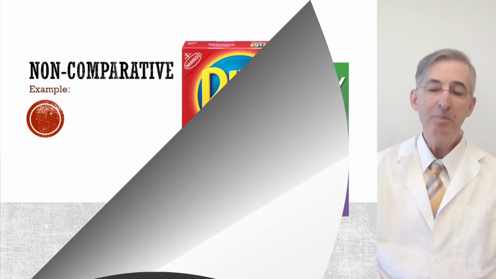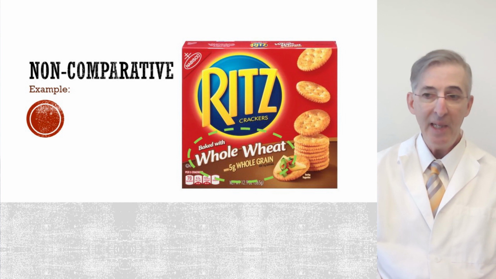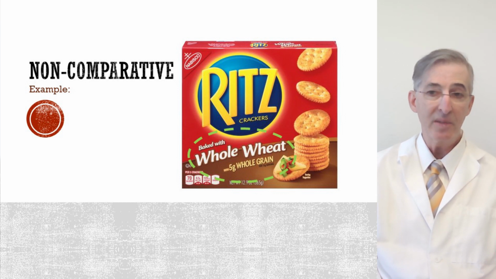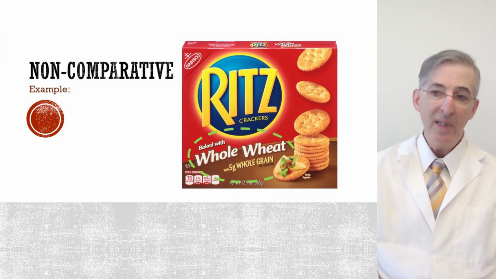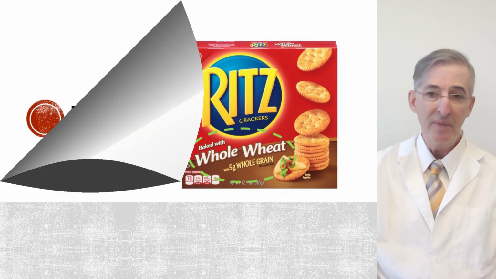Moving on to the next one, non-comparative. This is an example from a Ritz cracker where there's a green dashed circle that almost looks like the artwork, but it says whole wheat. Establishing that it's whole wheat is not a comparison. That it has 5 grams of whole grain, that's a finding of fact. That's not a comparison. So this circle saying, yes, baked with whole wheat and 5 grams of whole grain would not be a comparative claim, but it is a claim if it's saying it's in there, and it may or may not be, and that may be the lab's job to prove.